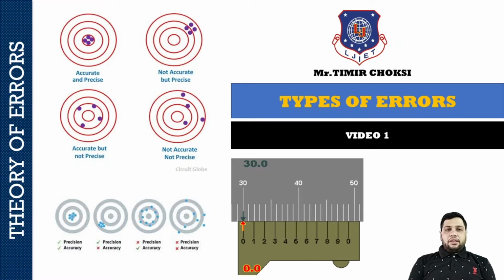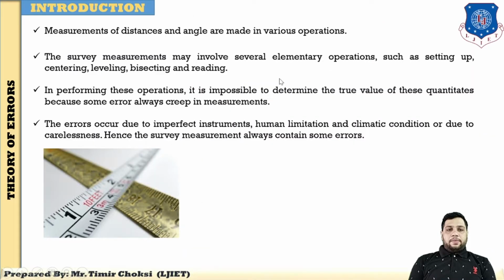In the first session of Theory of Error, I explained about types of error. So first, I will explain some introduction and the scope of this chapter, and why this chapter is most important for finding the true value or precise quantity in a field measurement.